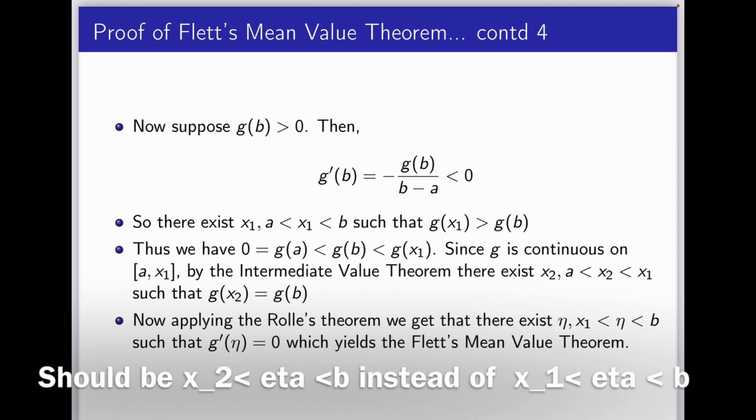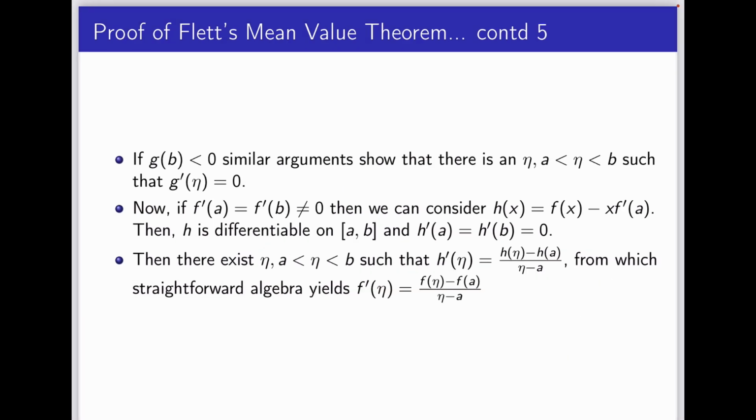And hence, we will get eta, where eta lies between x1 and b, such that g prime eta equal to 0, and we have seen that g prime eta equal to 0 yields Flett's mean value theorem, and we are done. If g(b) is less than 0, we can argue in a very similar manner, and we will again get g prime eta equal to 0 for some eta lying between a and b.